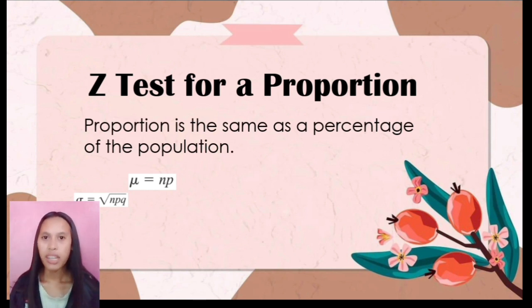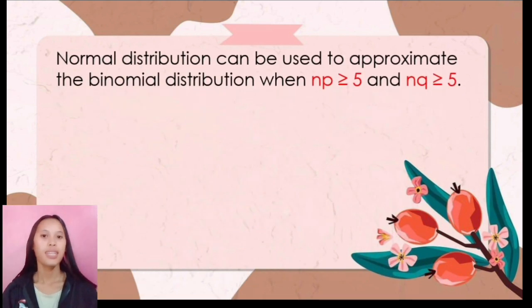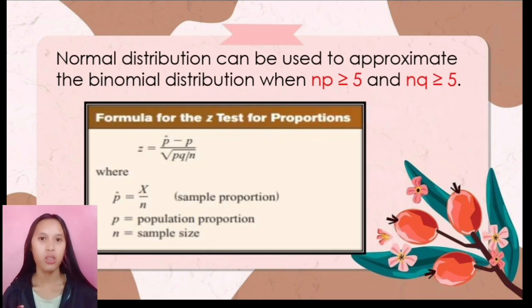So let us recall that the mean is equal to np and the standard deviation is the square root of npq. That is for the binomial distribution. Since a normal distribution can be used to approximate the binomial distribution when np is greater than or equal to 5 and nq is greater than or equal to 5, the standard normal distribution can be used to test hypotheses for proportion.